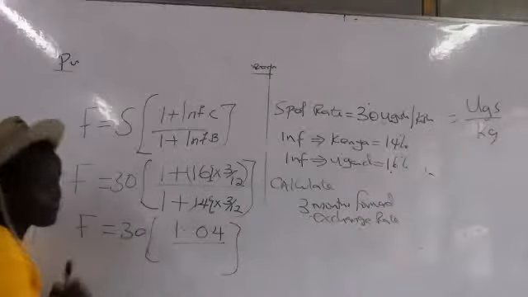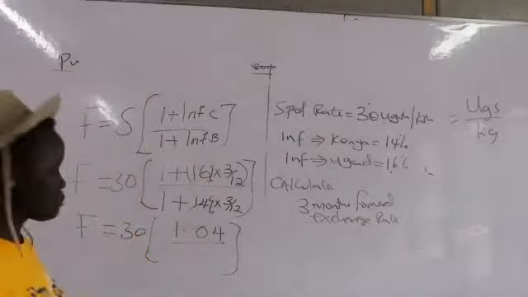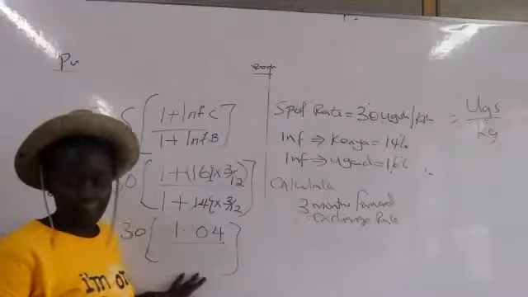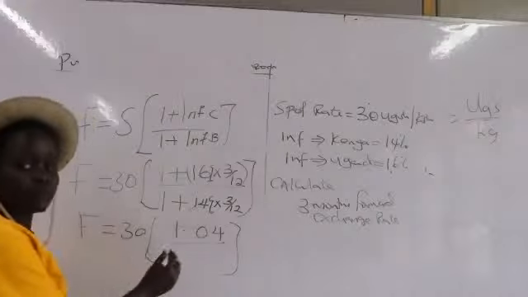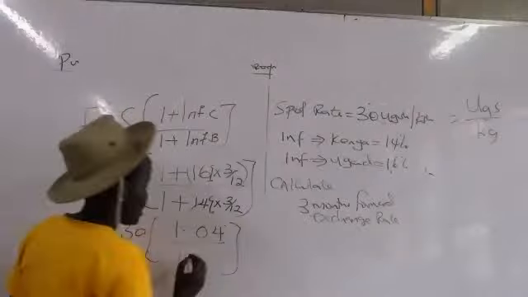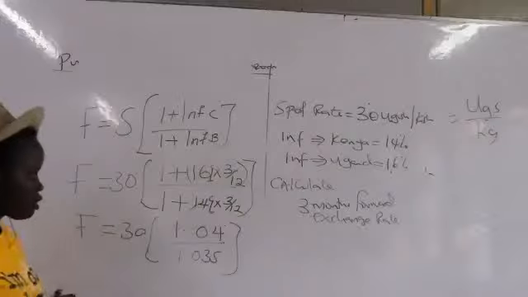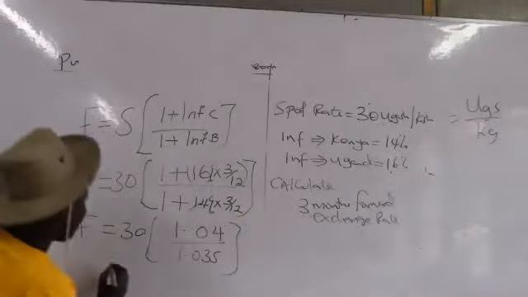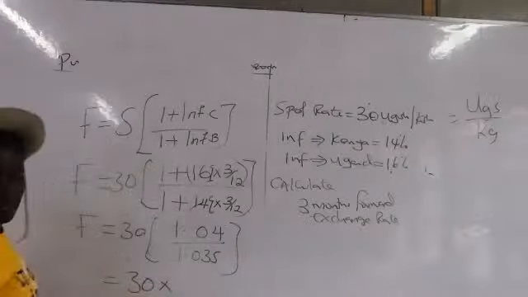Ask also the online students to give you answers. Kindly give me your answers. 0.035. So 1.04 if you divide it, 1.035. Great. Kindly give me this value.